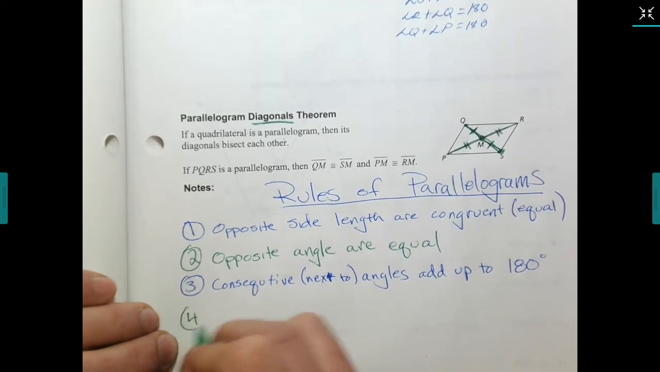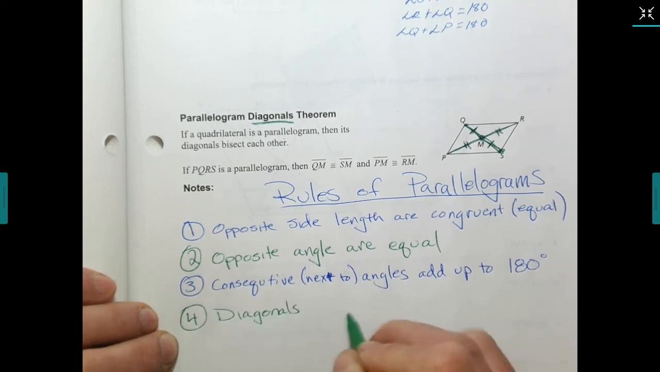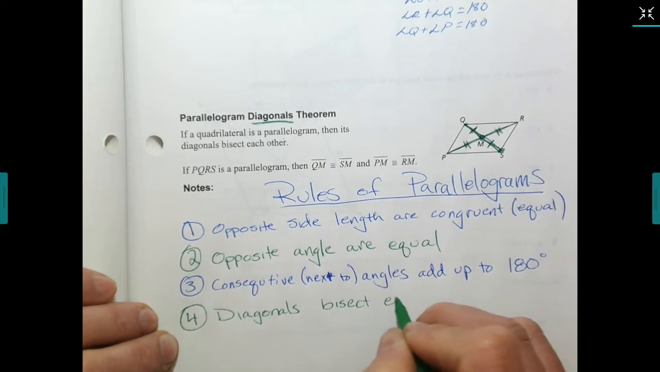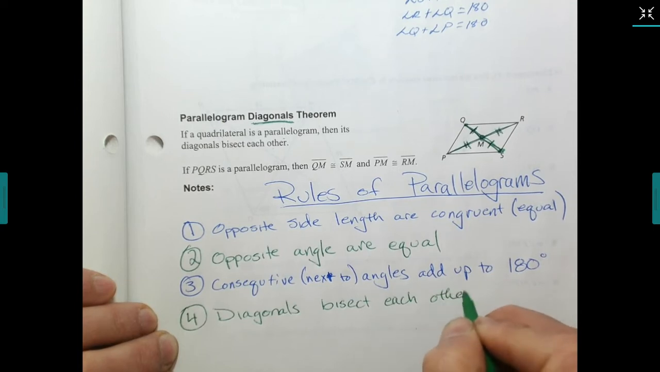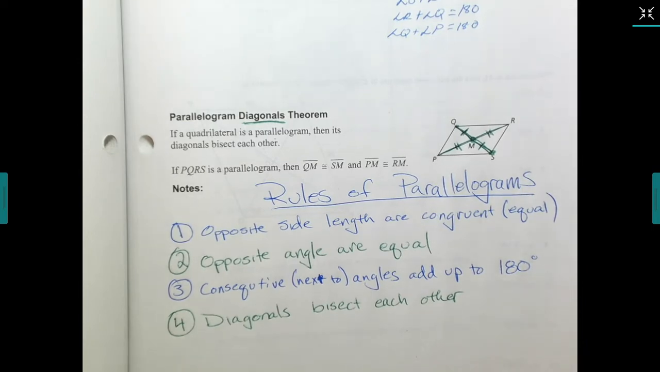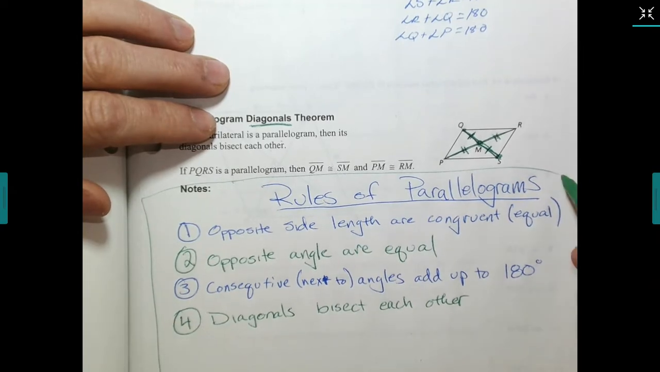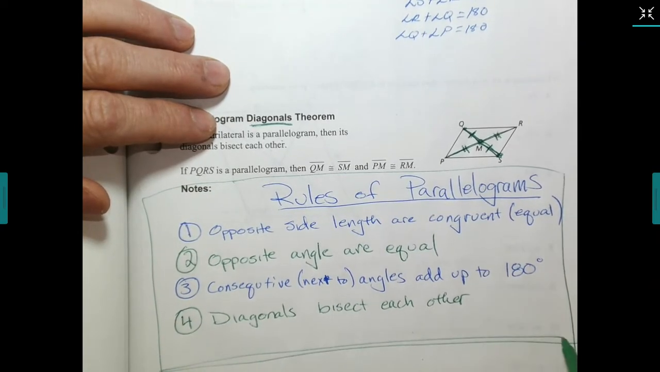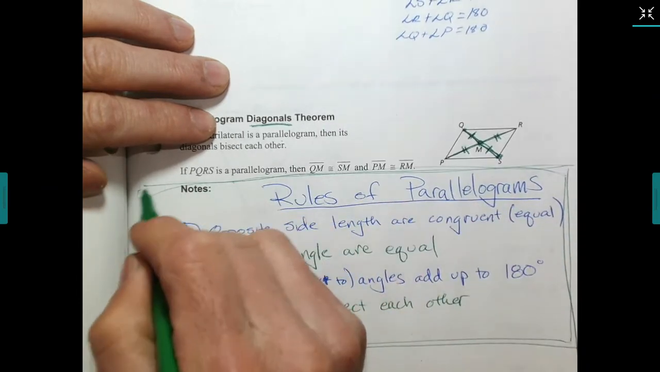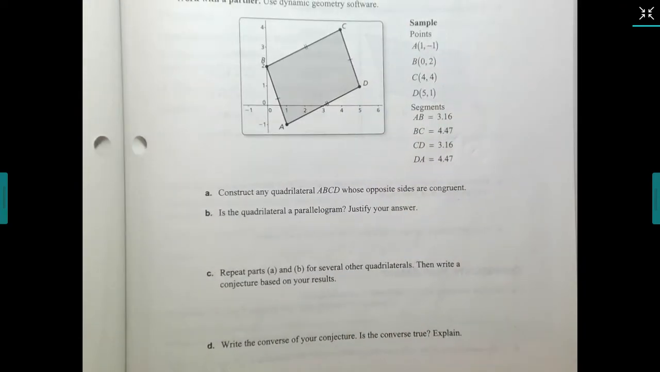So our fourth rule is that diagonals of a quadrilateral bisect each other. Diagonals bisect each other. So where they cross, it's exactly half on either side. There you go. There's your 4 rules of parallelograms. And I want you to go back to these as you're solving your problems, because this is where you will find how to solve your problems.